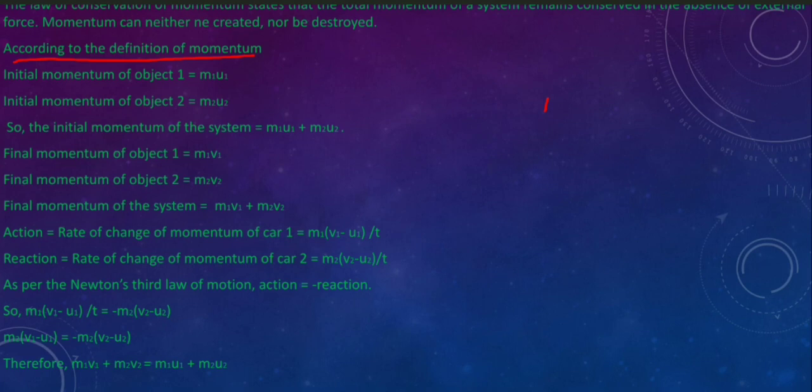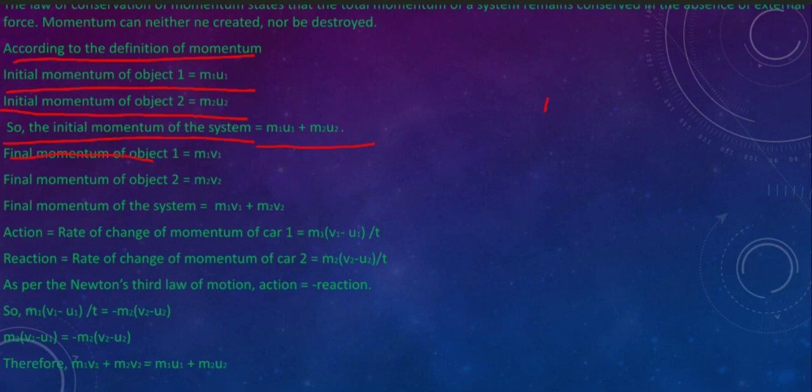According to the definition of momentum, we have taken object 1 and object 2. The initial momentum of object 1 will be m1 u1, and the initial momentum of object 2 will be m2 u2. So the initial momentum of the total system will be m1 u1 plus m2 u2. This is the initial momentum of the system.